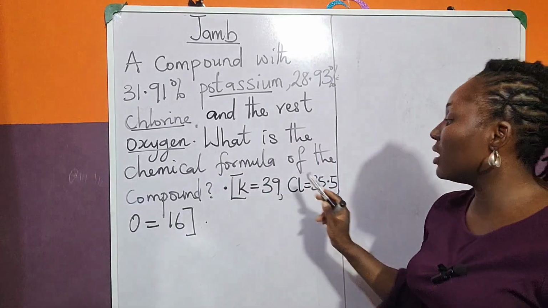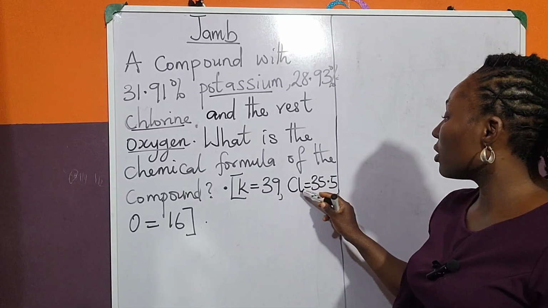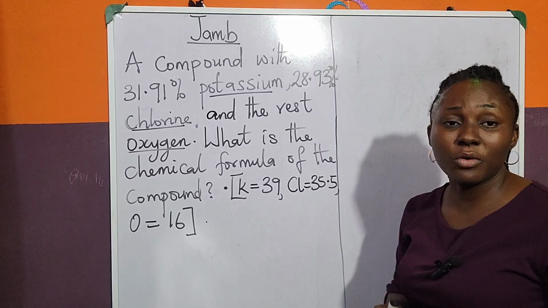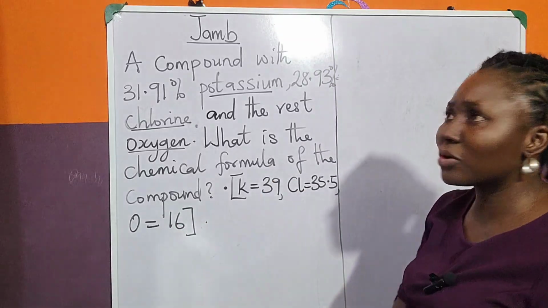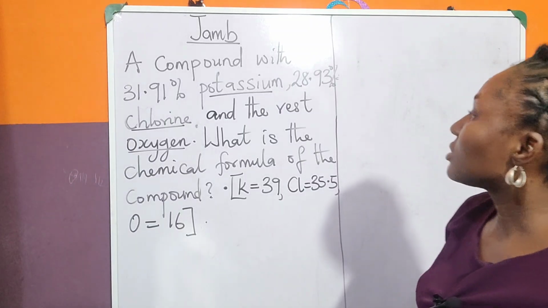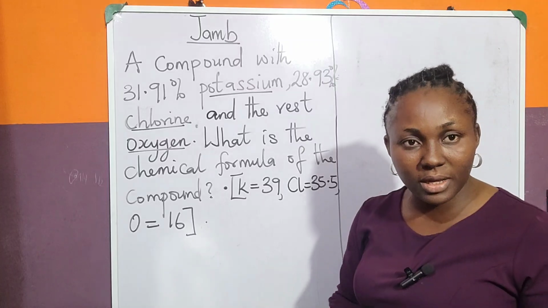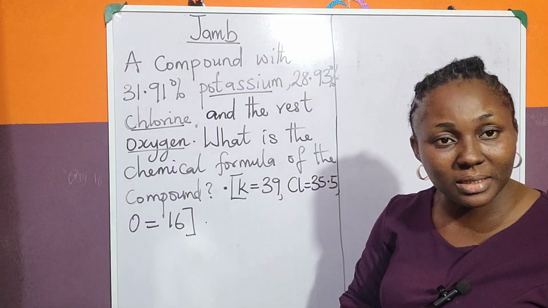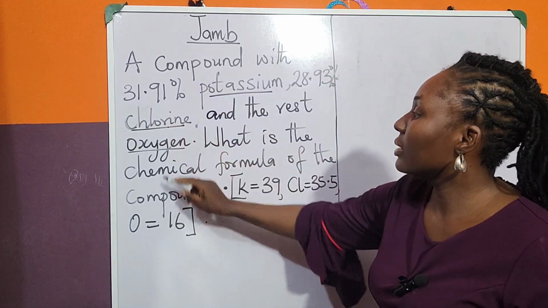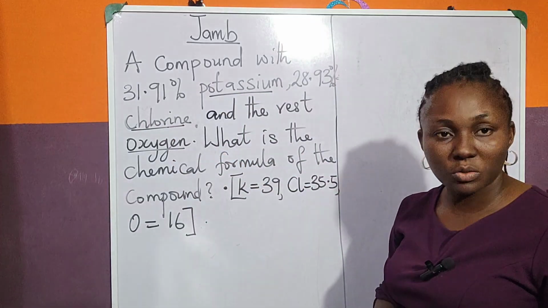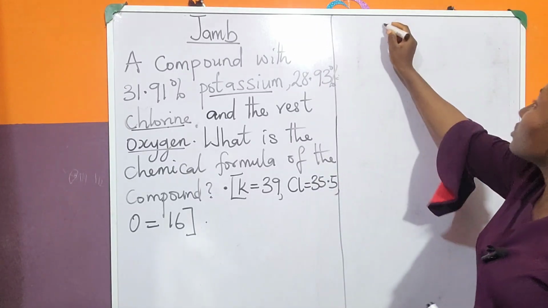You were given their individual atomic masses as potassium equals 39, chlorine equals 35.5, and oxygen equals 16. Let's quickly solve this. It's very simple. The formula of this compound must contain 3 elements: potassium, chlorine, and oxygen. It must contain these 3.